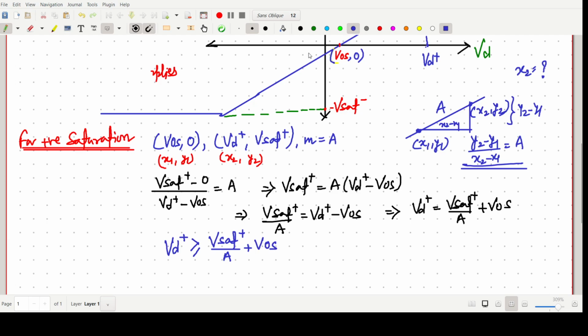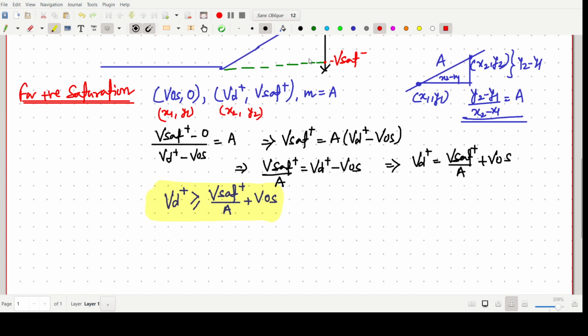It is very easy. I am highlighting. This is the condition when the op-amp is in the positive saturation region, where A is the gain and Vos is the offset voltage. Is it okay? It is very simple. Now we have to do the same process for the negative saturation to find the condition.